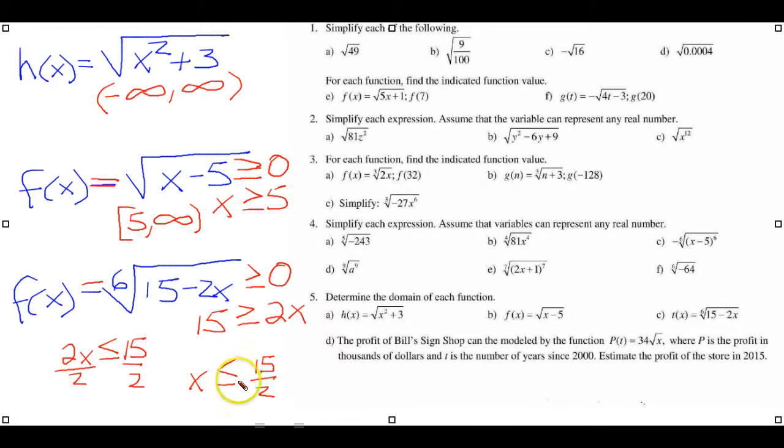Now, how do I put that in interval notation? Well, remember, x is way over there, coming from negative infinity, going up to, and it includes 15 halves, and we use a bracket. So these are our values for the domain of each of the functions. These are x values. And again, if you have any question, be sure you're asking it.